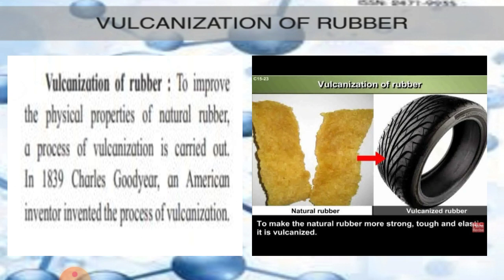Here in the image you see that natural rubber is being converted into a tire, that is, a vulcanized tire. Why has natural rubber been converted into vulcanized rubber? To make the natural rubber stronger, tougher and more elastic, that is, to improve its physical property. In the year 1839, Charles Goodyear, an American inventor, invented the process of vulcanization.